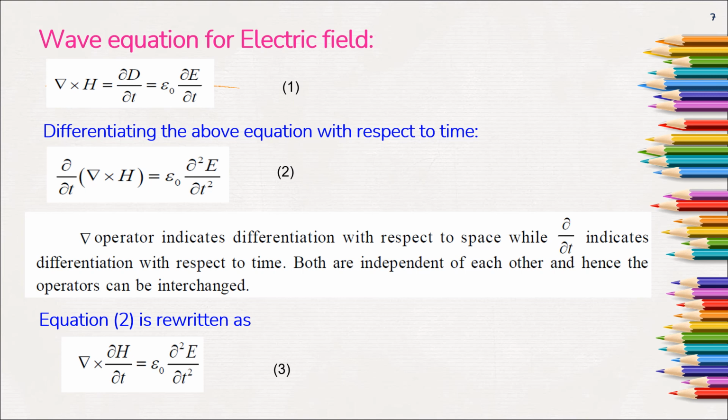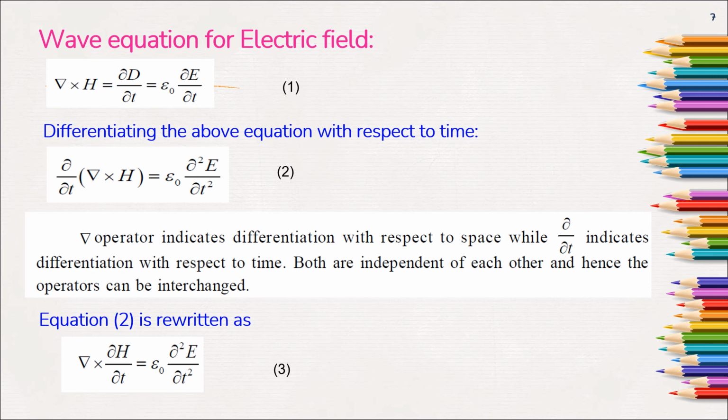Now let's look into the wave equation for electric field. We have a small derivation. Del cross H is equal to dou D by dou t, which is equal to epsilon naught into dou E by dou t. Now what I am going to do is differentiate the above expression with respect to time. So dou by dou t of del cross H is equal to epsilon naught into dou square E by dou t square. Now here we have two operators. The del operator is differentiation with respect to space, while dou by dou t is differentiation with respect to time.